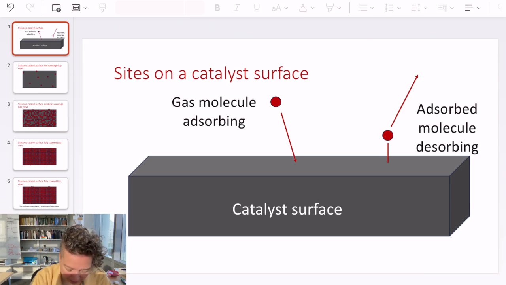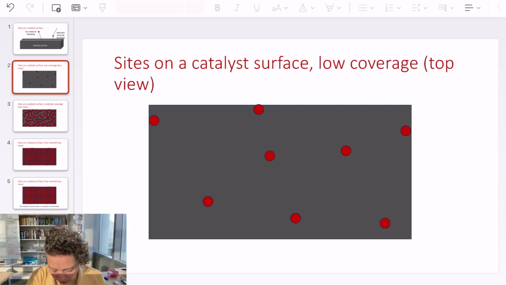In a real system, I would have multiple molecules doing that. So this is a top-down view of the catalyst surface. As you can see, I can count 8 molecules on the surface. I have a couple of molecules on the catalyst surface, but nowhere near full. I would call this a low coverage surface because the number of adsorbate molecules is low.